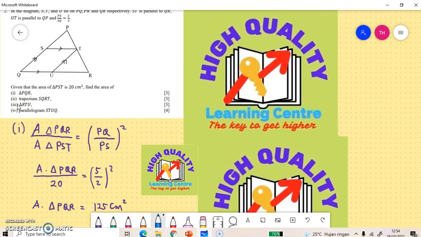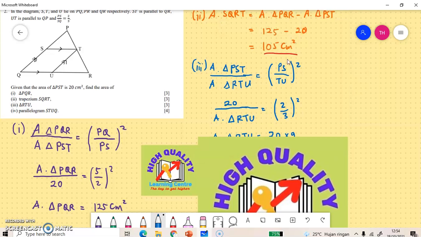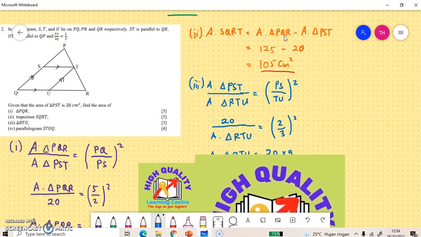Next, the trapezium SQRT. How to find the trapezium? Just take the biggest triangle minus the area of PST. Above here, 125, and then minus 20, as we know PST is 20, so we get 105.